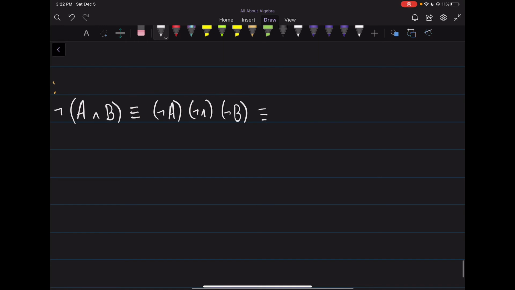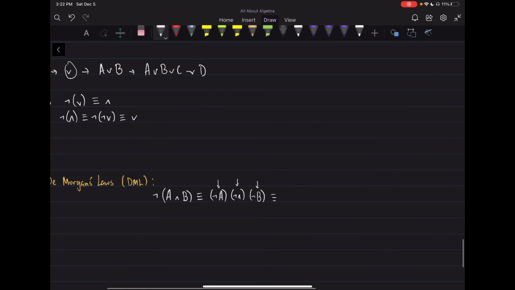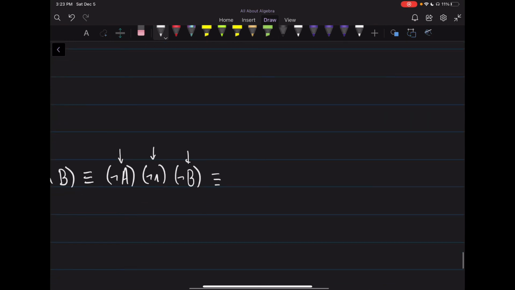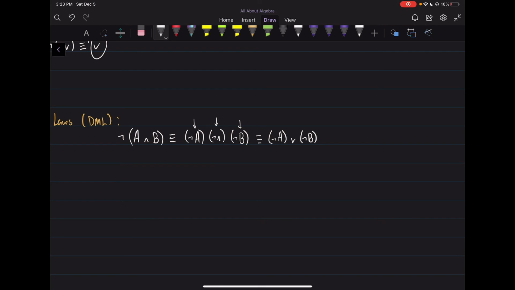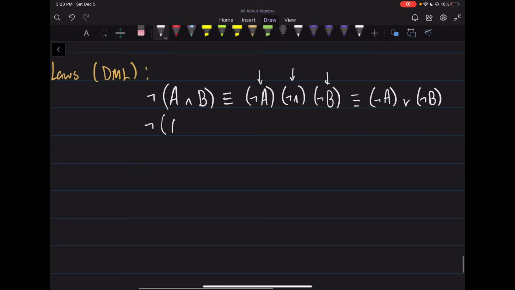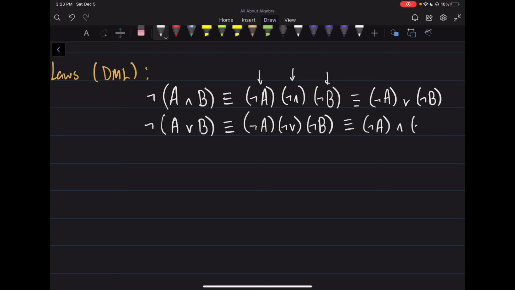We don't know what these statements are, so this is left in general form until you have a specific example, but we know what this is. We determined that the negation of and is or. So this is equivalent to saying negation of A or negation of B. And similarly, the negation of A or B is logically equivalent to the negation of A and negation of B.